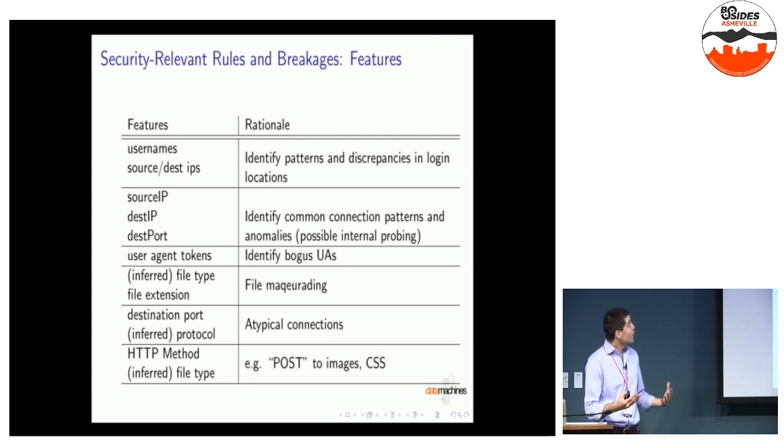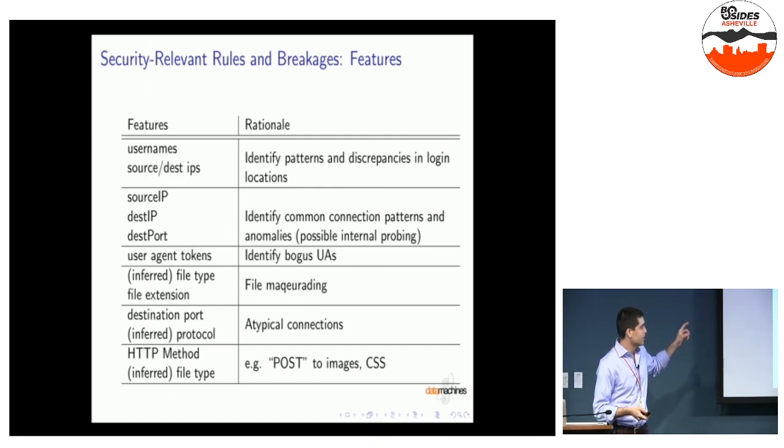Okay, so some security relevant rules and breakages. One thing you want to do here is choose security relevant features or sets of features where breakages of correlations therein are going to be of interest to you as an analyst, right? This is you using your noggin. Math doesn't get you this. This is where your creativity and expertise needs to come in.